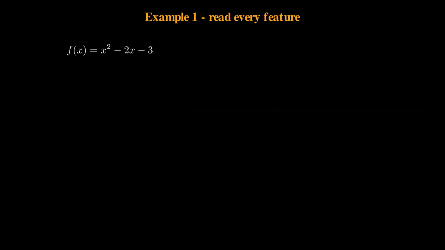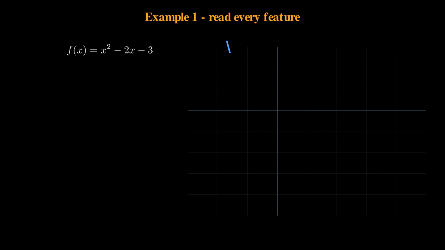Time for a ladder of examples. Easy to hard, all my own. Example 1. Read every key feature of this parabola. f of x equals x squared minus 2x minus 3. Let's pull them off one by one.